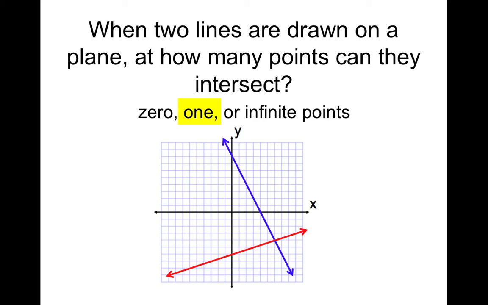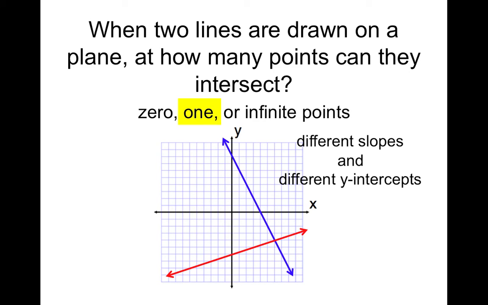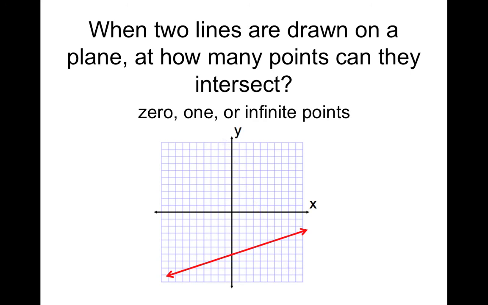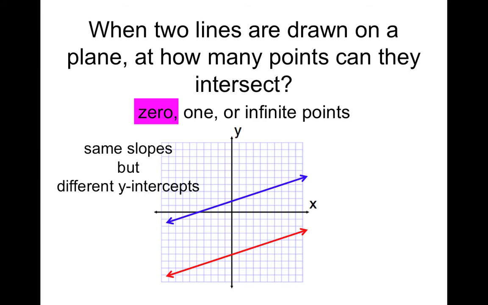We've already seen a few examples of linear systems that intersect at one point. In order for this to occur, the two lines must have different slopes and different y-intercepts. Two lines could not intersect at all. They could intersect at 0 points. This would happen if they were parallel. Recall that parallel lines have the same slopes, but different y-intercepts.